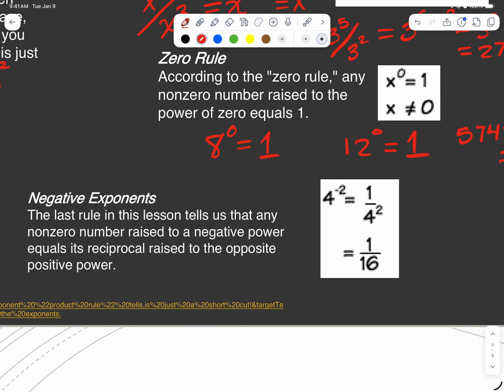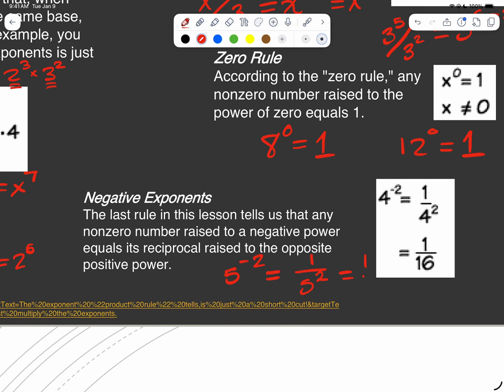And finally, negative exponents. Negative exponents tell us to take the reciprocal and make the exponent positive. So it sounds like a lot, but it's really straightforward. So let's say we had 5 to the negative 2 power, right? We take the reciprocal, 1 over 5 to the negative 2. And then we make the exponent positive, so that becomes 1 over 5 squared. The exponent was negative 2. Now it becomes positive 2, right? And 5 squared is 25, right? So 5 to the negative 2 equals 1 over 25.